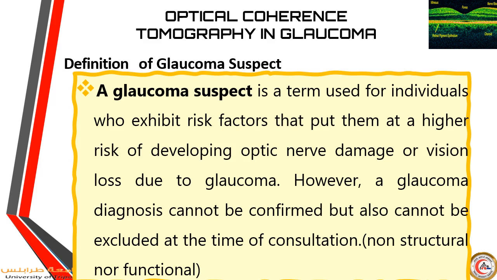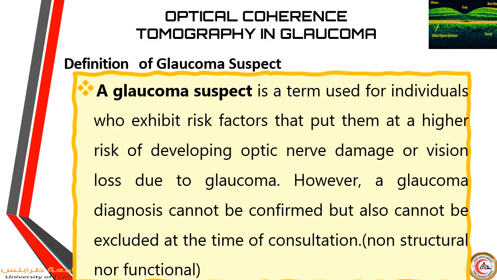Now, we speak at the level of no structural changes and no functional changes, just the patient has the risk factors only. I mean, he has a completely normal optic nerve, completely normal retinal nerve fiber layer, and the ganglion cell complex is completely normal, but this patient is at high risk because of positive family history, or he has ocular hypertension, or he has relatives with glaucoma, or he's from black races. Patients like this are named as glaucoma suspects.